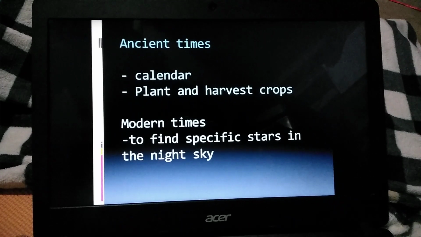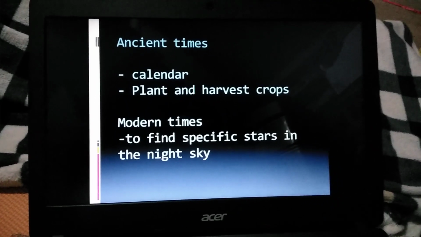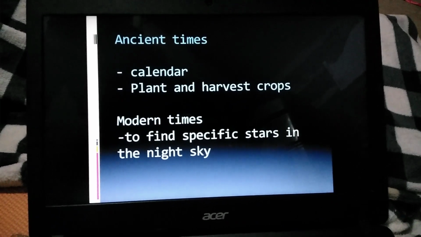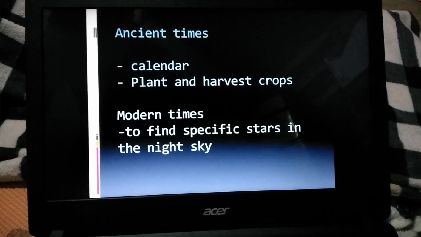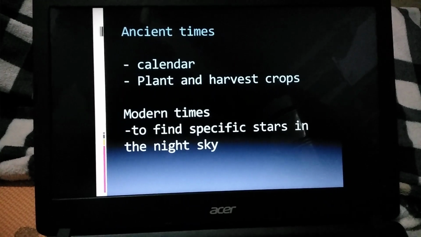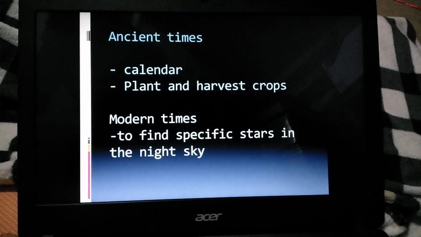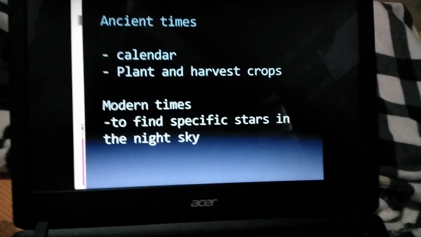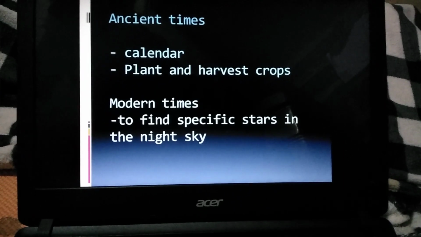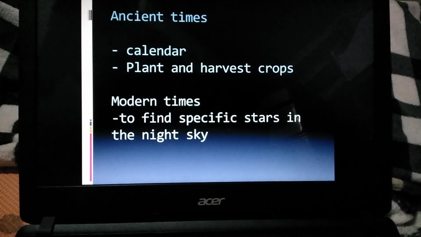In ancient times, constellations were used like a calendar. This calendar helped them to track or predict seasons. It also helped people to know when to plant and harvest their crops by looking at these constellations. But nowadays, in modern times, we use these constellations to find specific stars in the night sky.